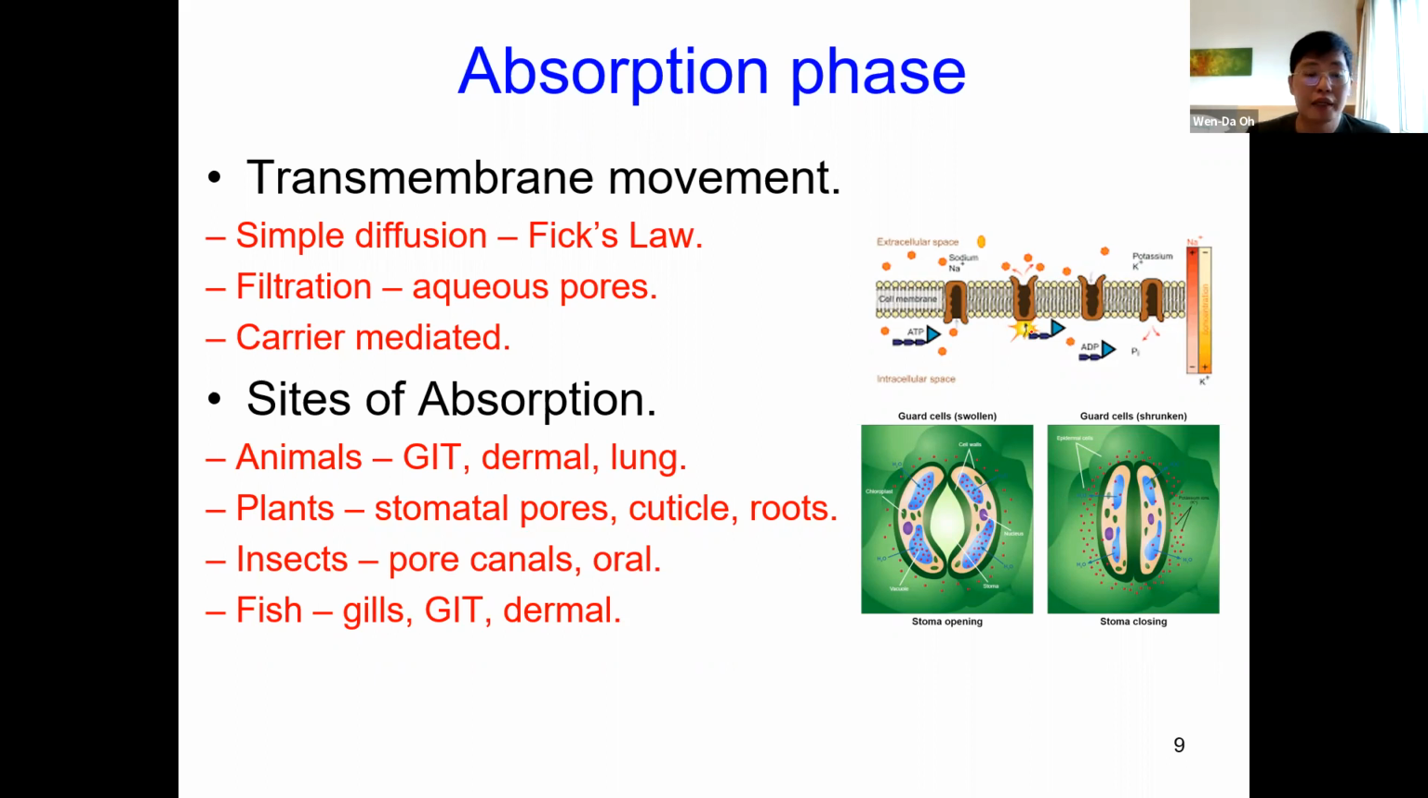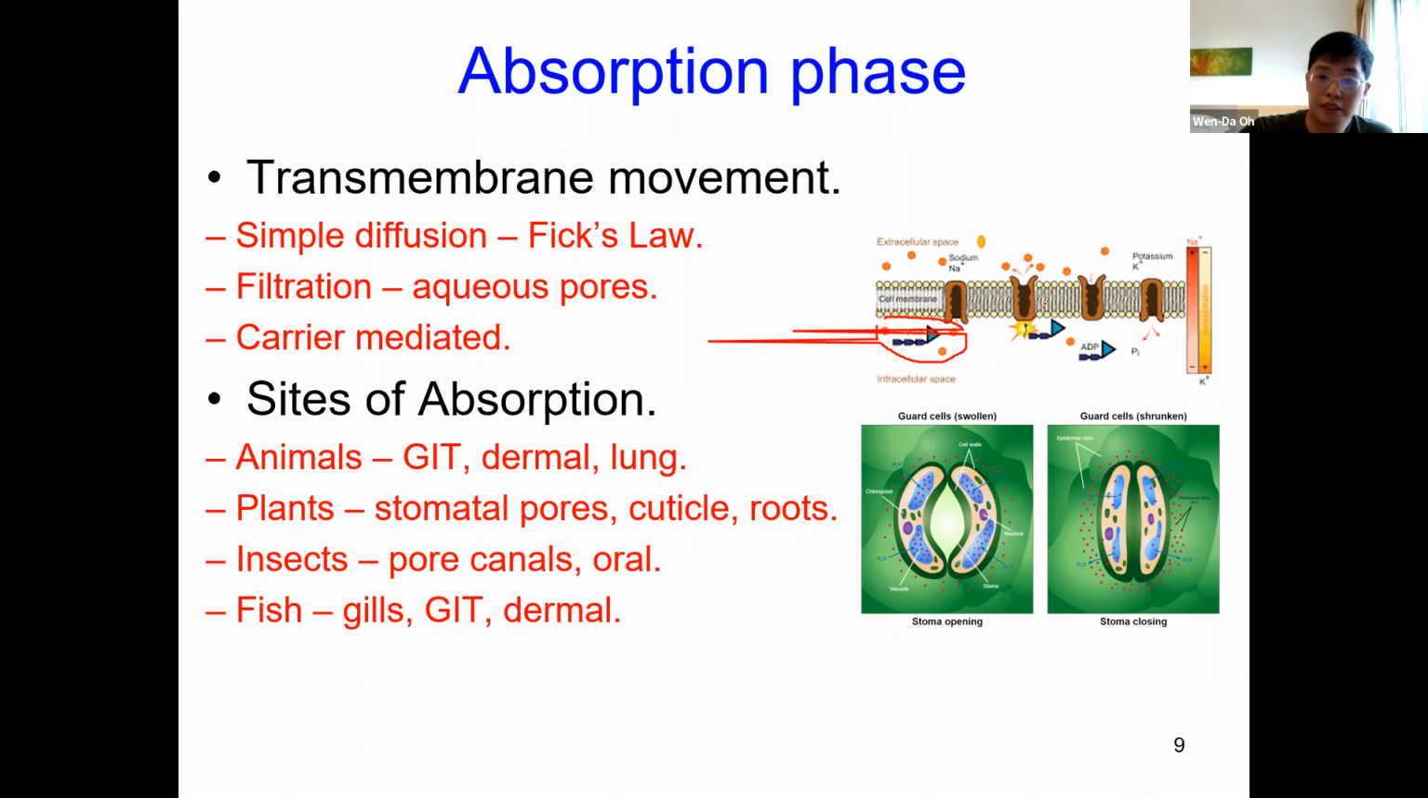We also have carrier-mediated transport, whereby, for example, you look at this diagram, right? You have ATP, and ATP can move in and out of the cell. So the sites of absorption in animals are the gastrointestinal tract, dermal, and lung.